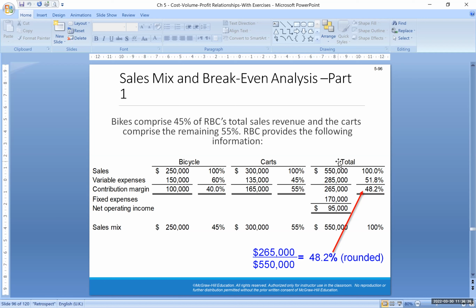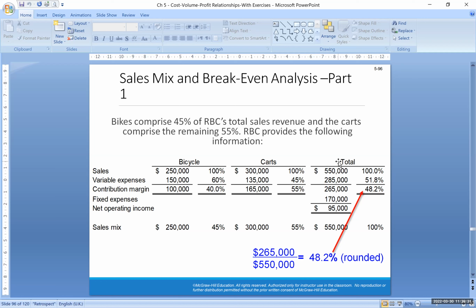Then we will use this percentage afterwards for the break-even. After the contribution margin, the fixed costs are related to the company as a whole. So the 170,000 will be deducted from the total contribution margin. It is not related to each product sold. Rather, it is related to the total or the company as a whole. So the 170,000 will be deducted from the whole or the total contribution margin of the company.